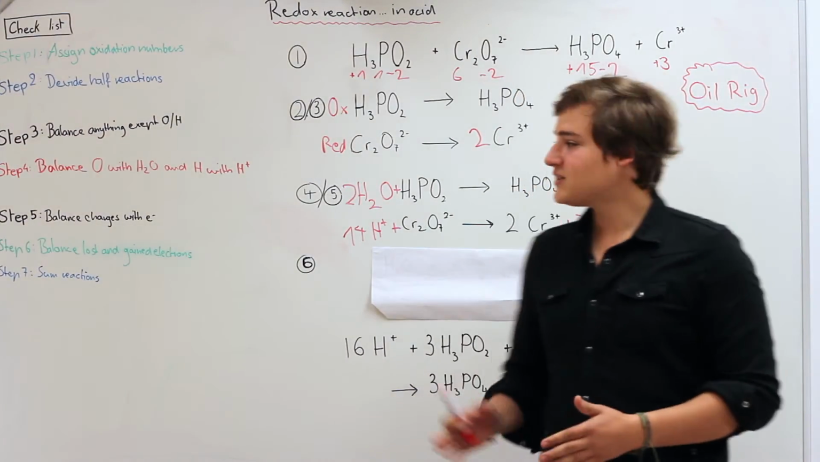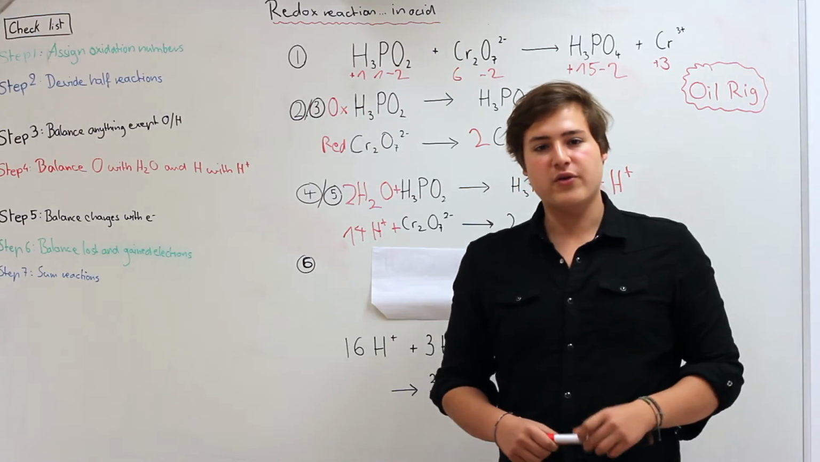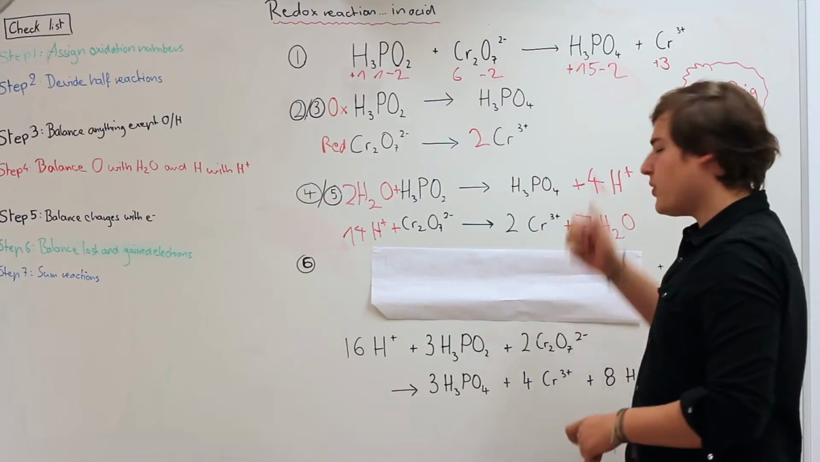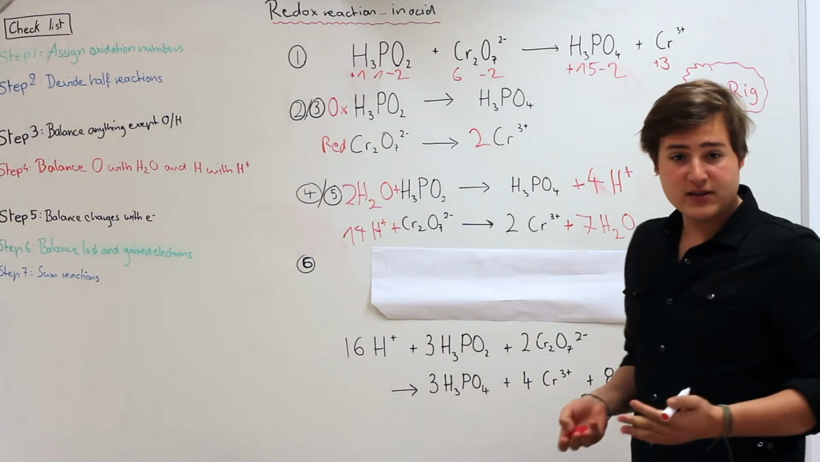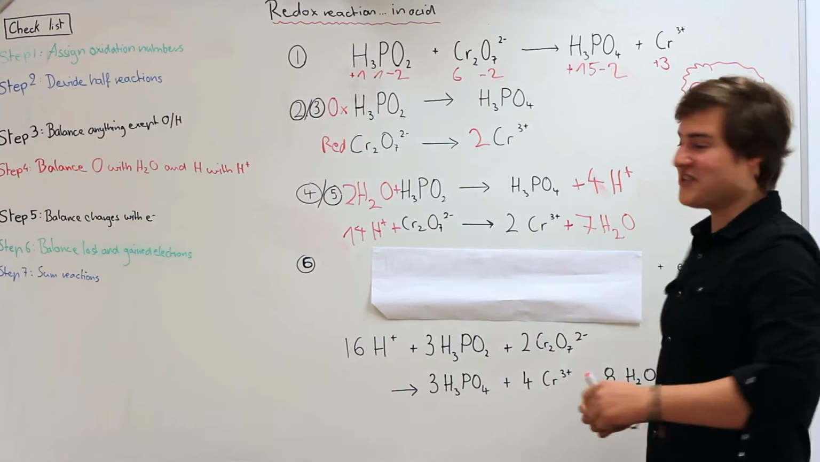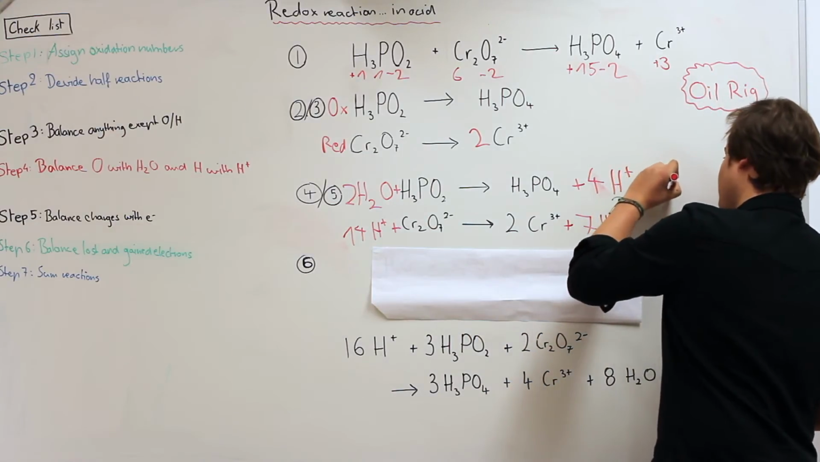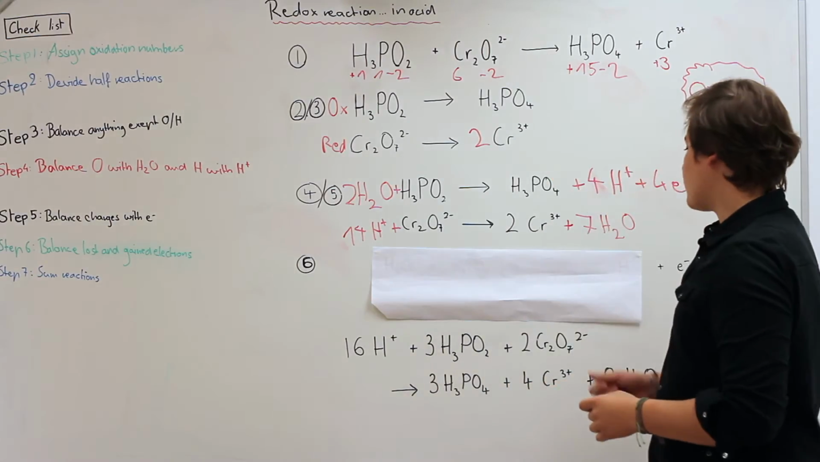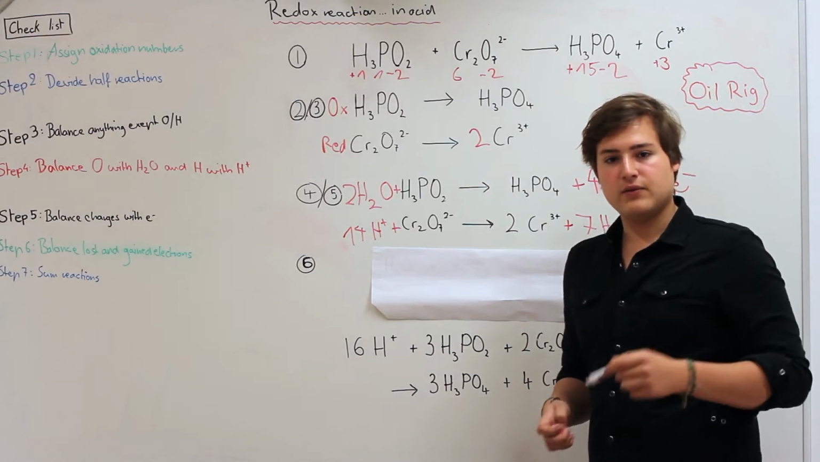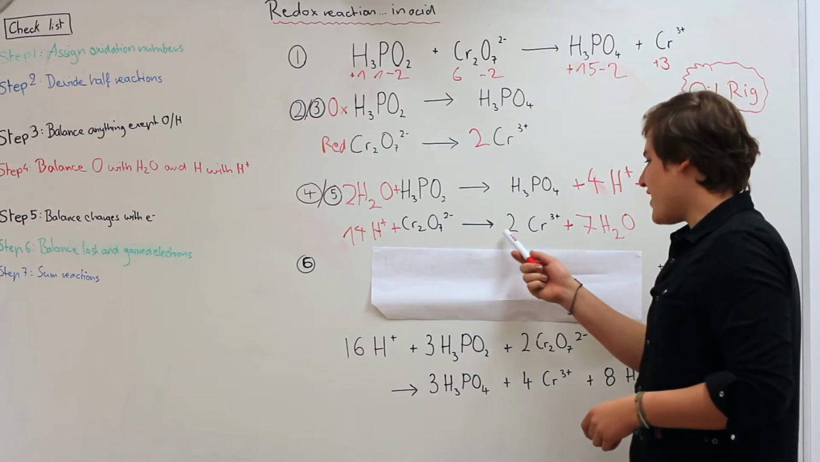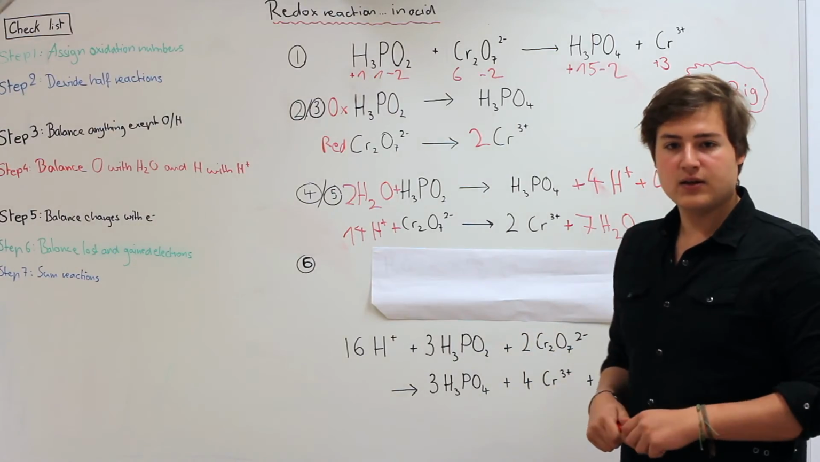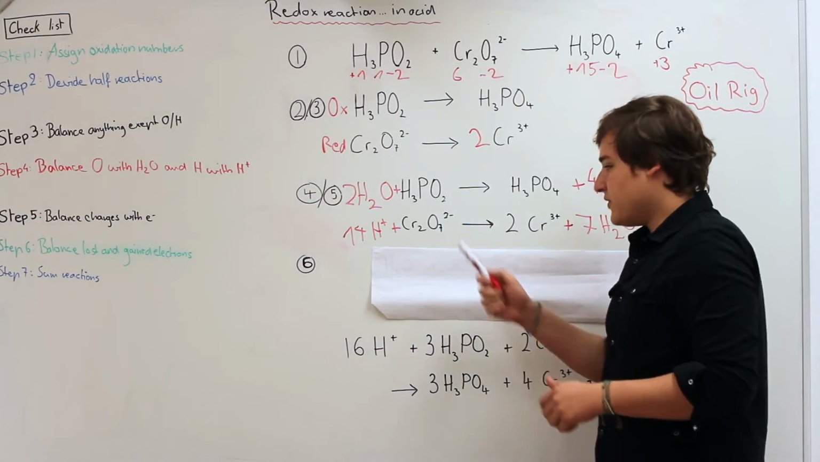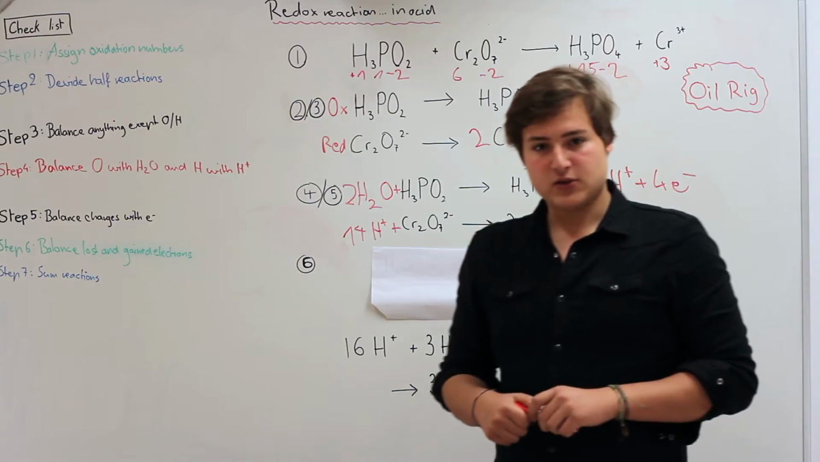Okay, so our next step, step 5, is to balance charges with electrons. If you look at the first half reaction, you see that it has 4 positive charges, which means we have to balance it with 4 negative electrons. For the second half reaction, we have the chromium here, which is an ion. It has a positive charge. In fact, the positive charge is 6 because we have 2 chromium ions here. And on this side we have 2 negative charges as well.